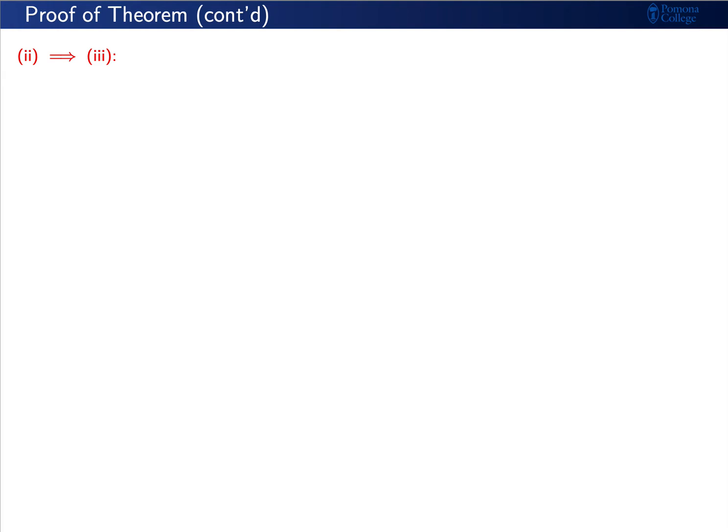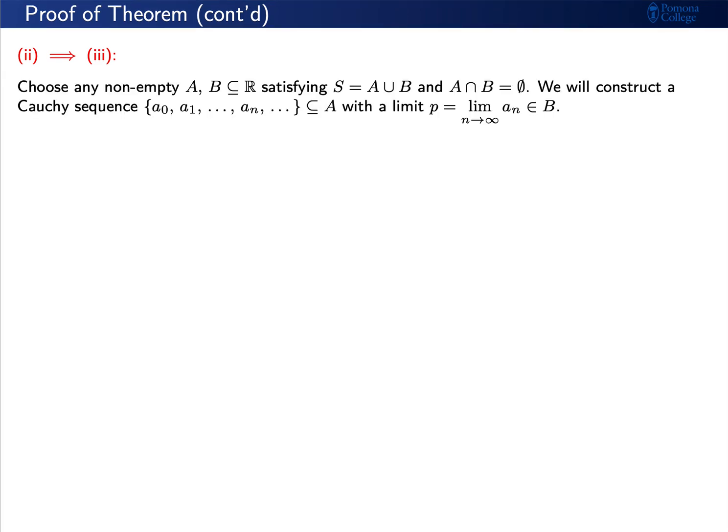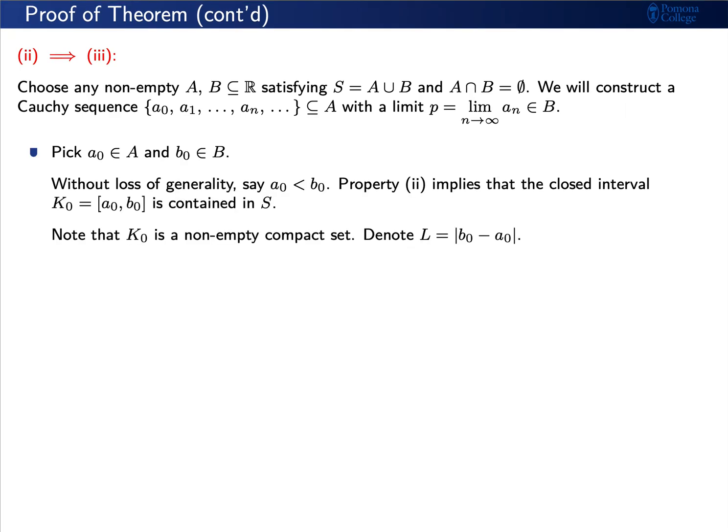Next, let's prove that 2 implies 3. Let's choose any non-empty subsets A and B, satisfying S is the union of A and B, and A intersect B is the empty set. We're going to construct a Cauchy sequence of a sub n's contained in capital A, where the limit P lies in capital B. For the first part of our construction, let's pick any a0 in capital A and any b0 in capital B. Such elements exist because we're assuming that capital A and capital B are non-empty.